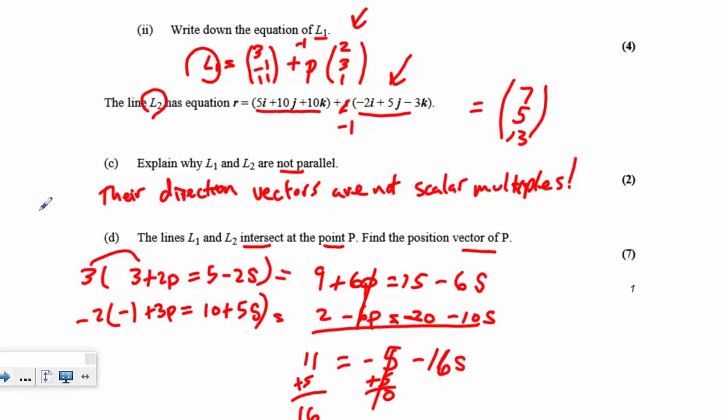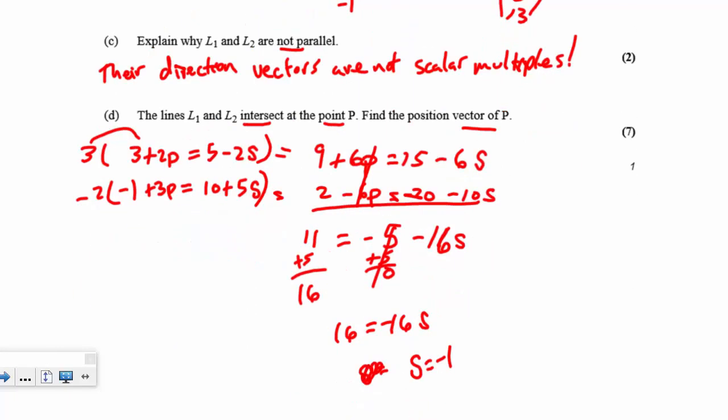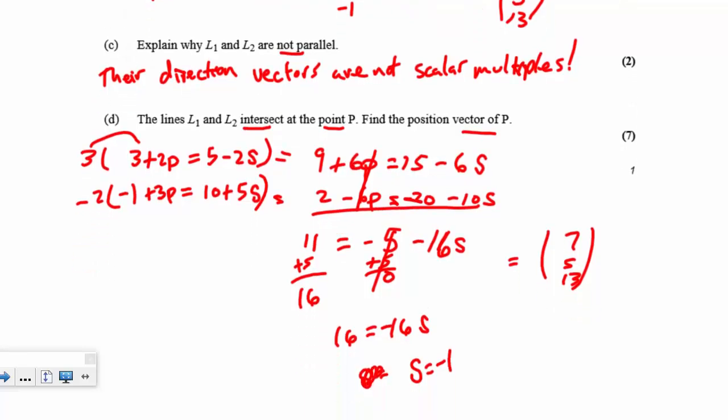Okie doke. So what that's telling me is that this answer is 7, 5, 13. And that would be the position vector of P, where these two guys actually cross. So we can say this is equal to P, basically. That's your answer, position vector, where they intersect. Alright, that's that.